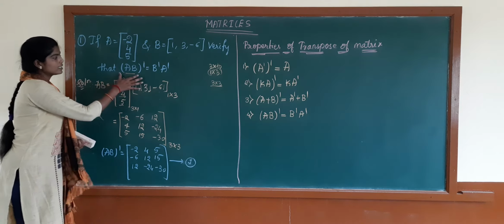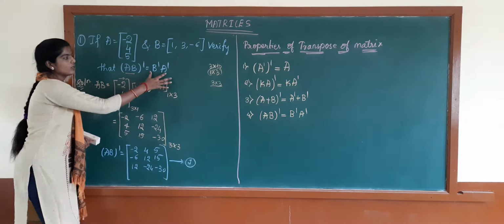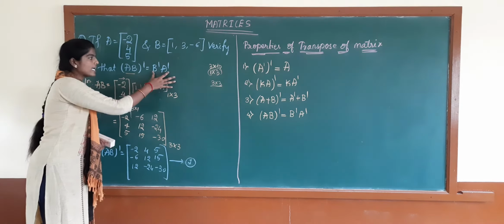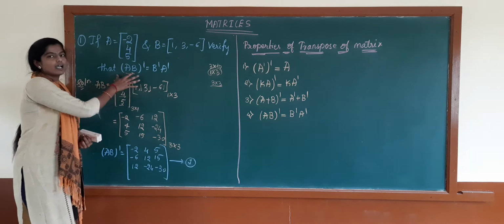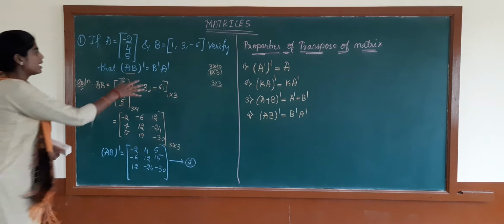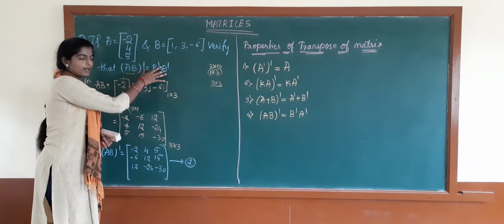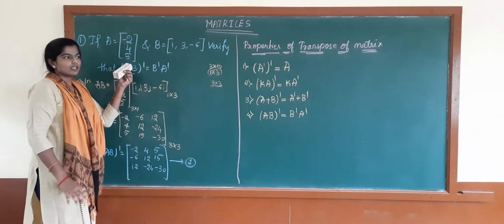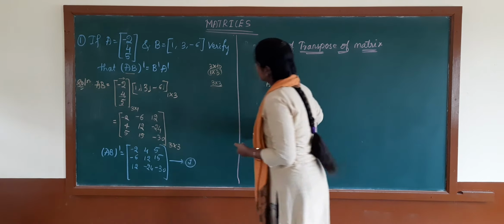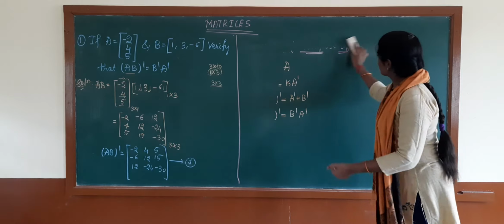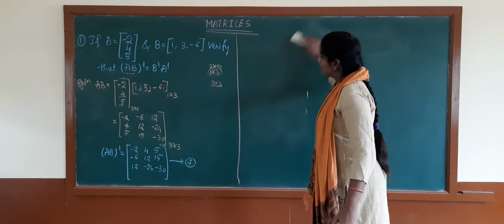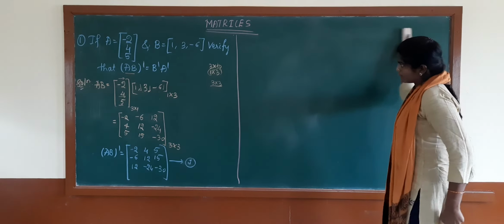So we get this part, the LHS part. So we have to calculate the RHS part. If the LHS part is equal to the RHS part, we have the equation verified. So to calculate the RHS part we require B transpose and A transpose.